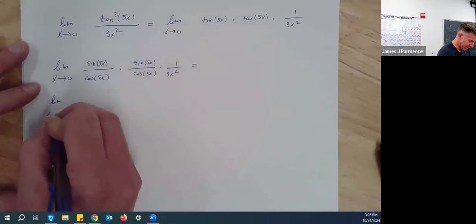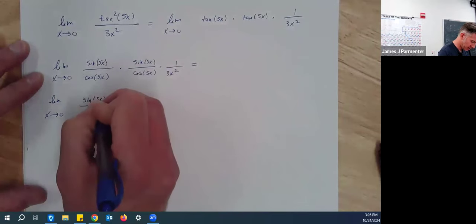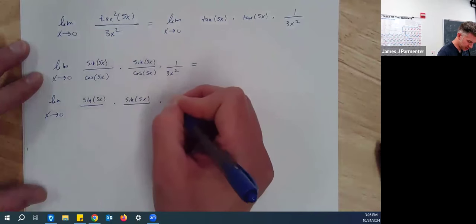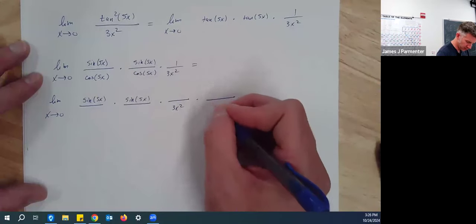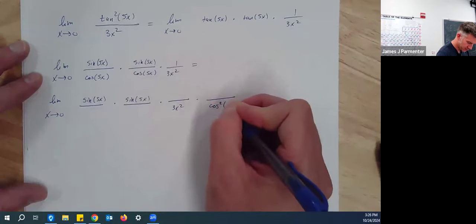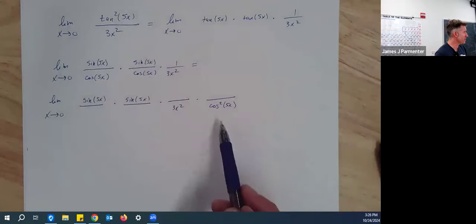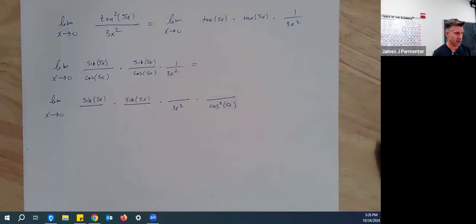So I'm going to rewrite this as the limit as x approaches 0 of sine of 5x over blank times sine of 5x over blank times my blank over 3x squared. And then the cosines can hang out over here: cosine times cosine of 5x, or cosine squared of 5x. Because what's cosine of 0? It is 1. So that's not a problem; the cosine of 0 isn't making us divide by 0. You can push it off to the side. It's not really that important.